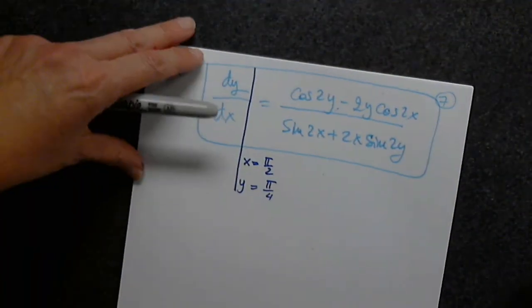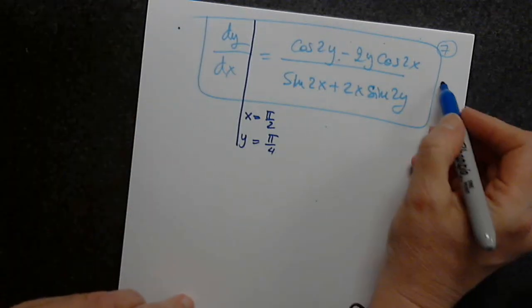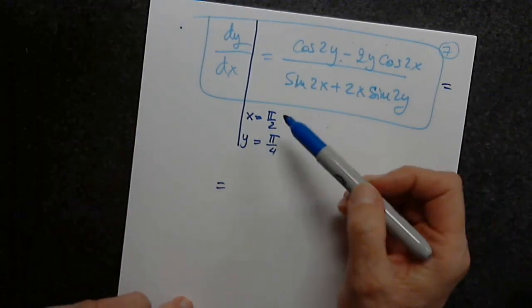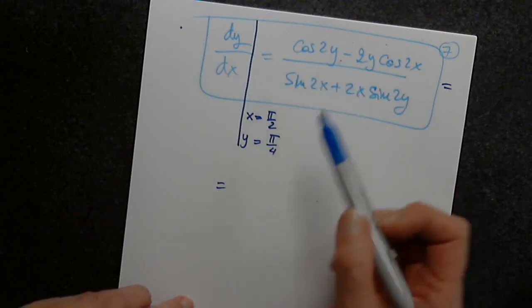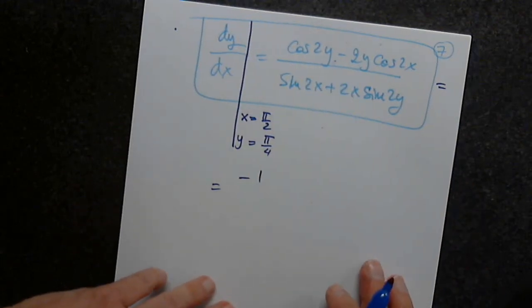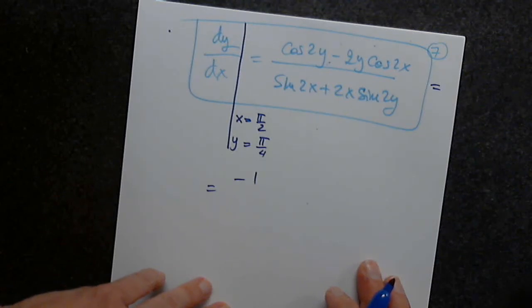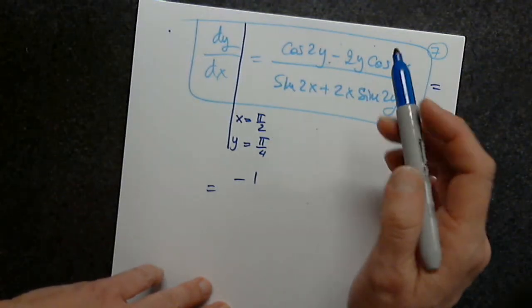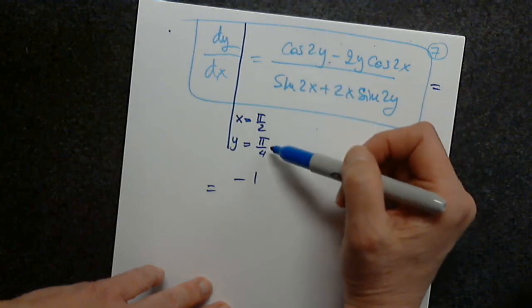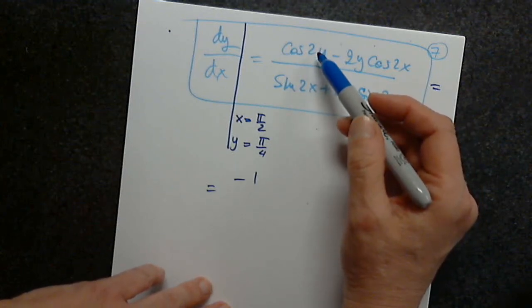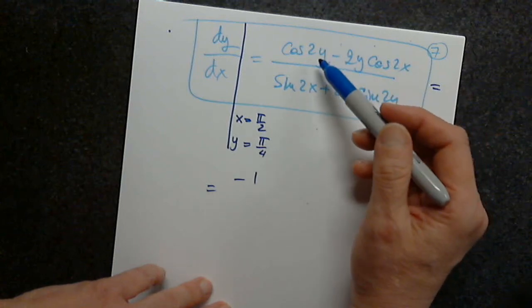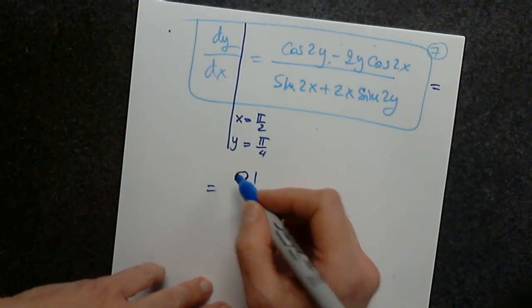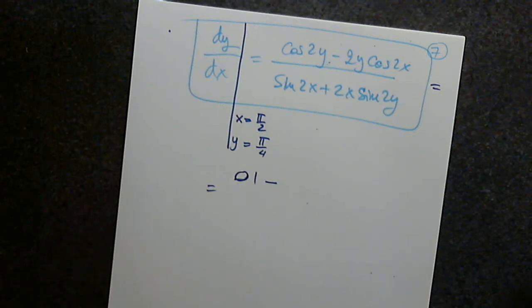So then, let's evaluate. So 2 times pi over 2 is pi. Cosine pi is negative 1. Wait, pi over 4. It's pi over 4. I'm sorry. Thank you. 2 times pi over 4, that's even better. That's even nicer. Thank you. So 2 times pi over 4 is pi over 2, and cosine of that is 0. Excellent. Thank you very much. Thank you for keeping an eye on me.